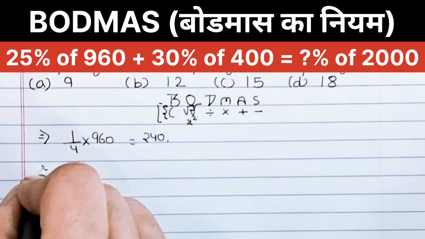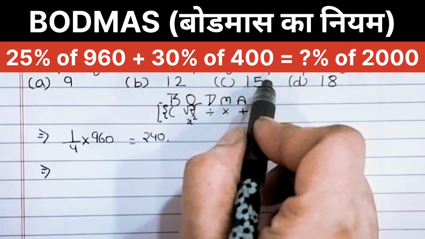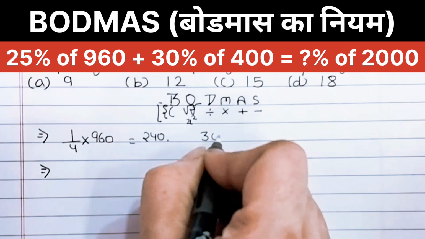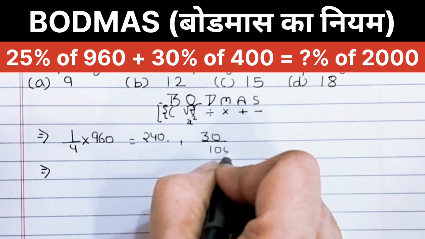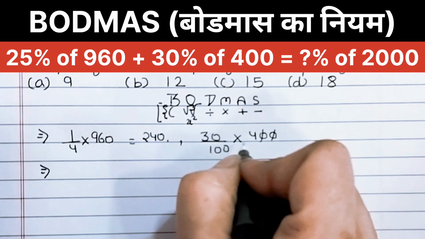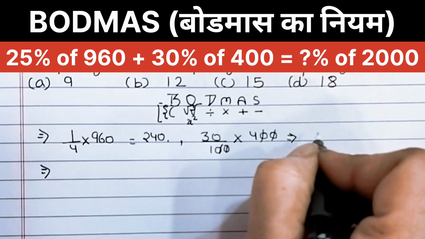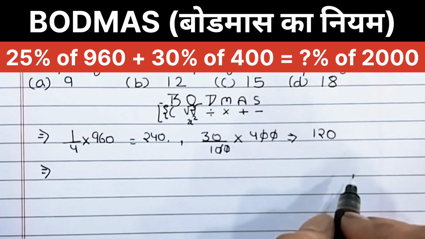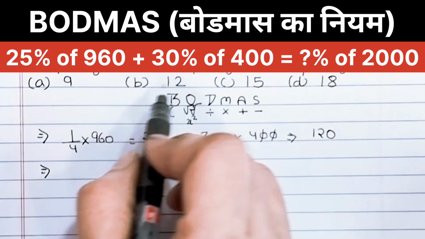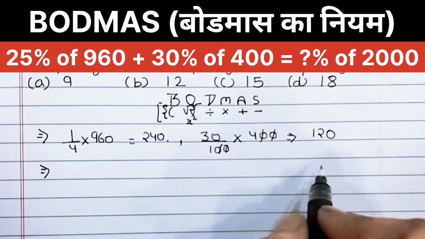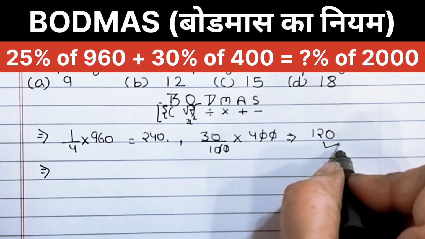Now the second step, second is 30% of 400. So 30% of 400 is equal to 30 upon 100 multiplied by 400. Now cut down the zeros and after multiplying you will get 120. So according to this step, we simplify the second group of the term independently to prepare for the final addition, and the second part of the expression simplifies to 120.